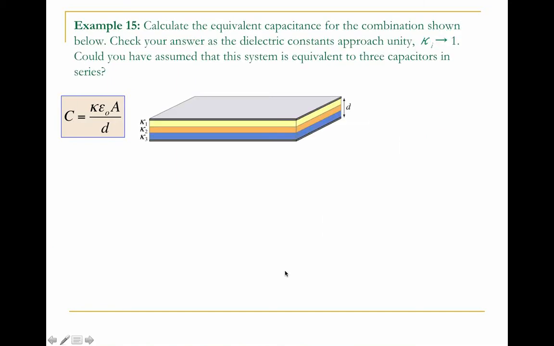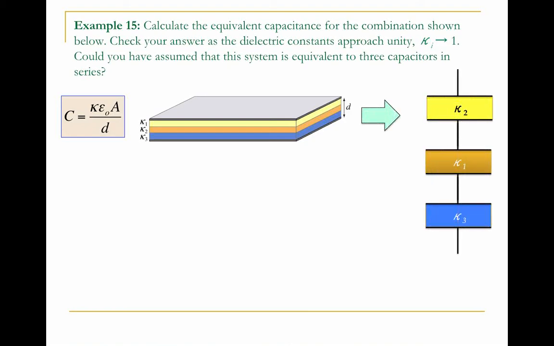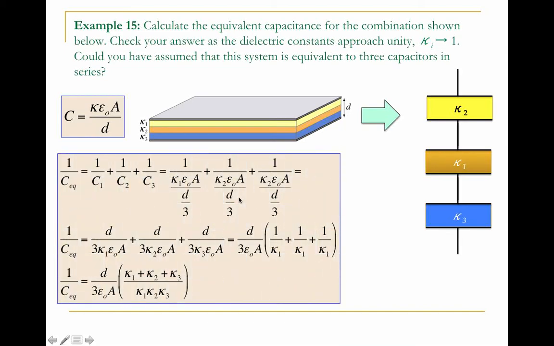Okay, second, example 15. So what happens if I have these guys stacked on top of each other? And he wants you to calculate the equivalent capacitance for this combination. Well, this is what it looks like: kappa 1, kappa 2, kappa 3. Now the area is still the same, but the distance is divided into 3. So this will be d over 3, d over 3, d over 3. And I have a series combination.